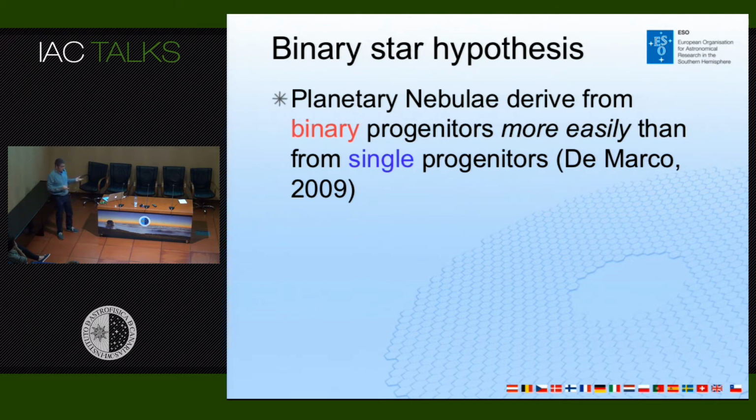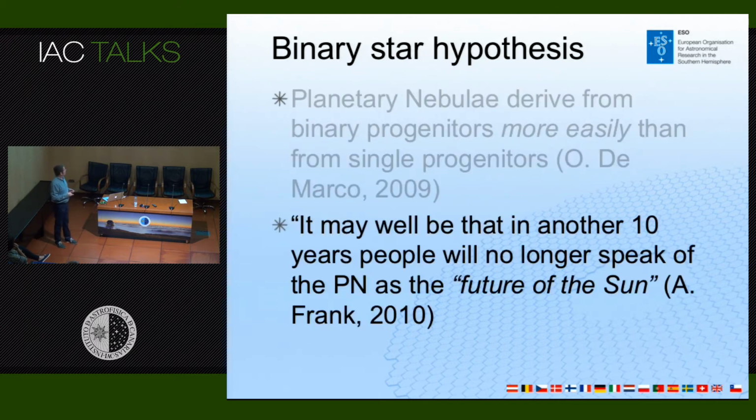There are some even stronger arguments, and in fact the conclusion of that is, because we all know that the sun is single, there is no companion, so most likely in another 10 years people will no longer speak of the planetary nebula as the future of the sun. Okay? And this is why I said most likely we have to rewrite this book.